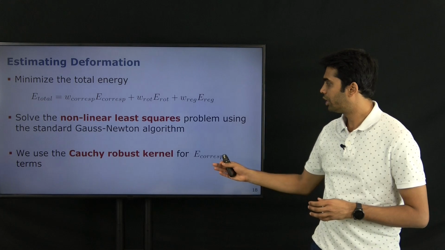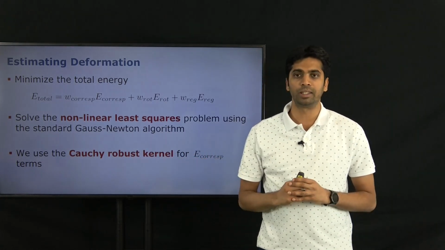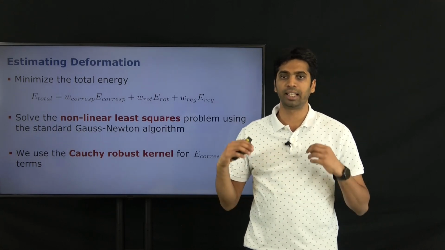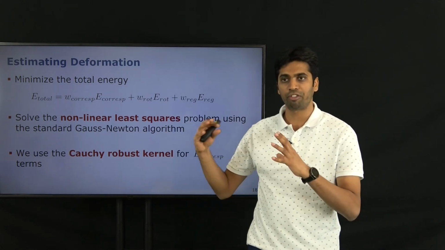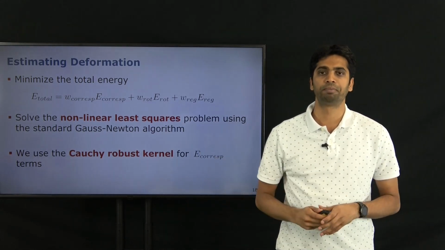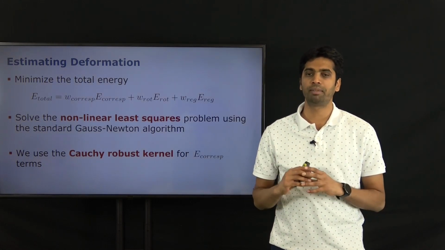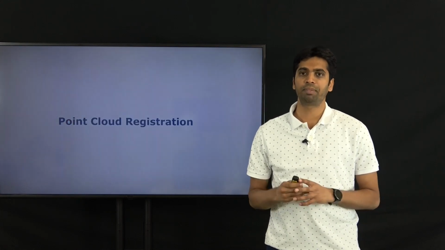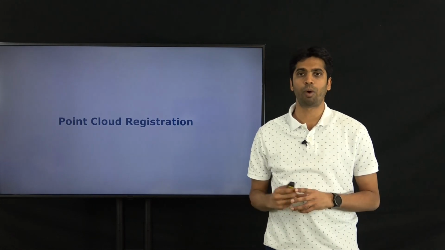We also use the Cauchy robust kernel for the correspondence terms in case there are some wrong correspondences coming from the matching step, so that it does not completely drag the solution away from the actual minimum. With this optimization process, we have computed the deformation parameters which map the skeleton S1 to S2. The next step is actually to transfer this deformation to the entire point cloud.